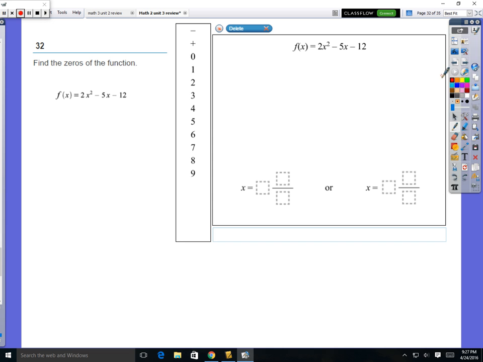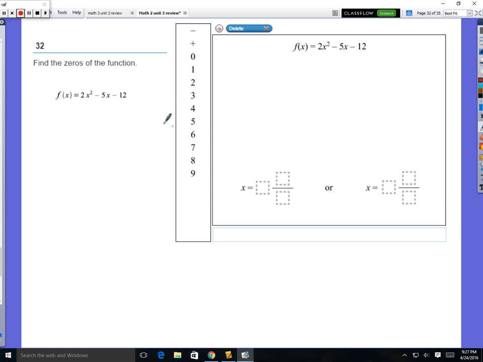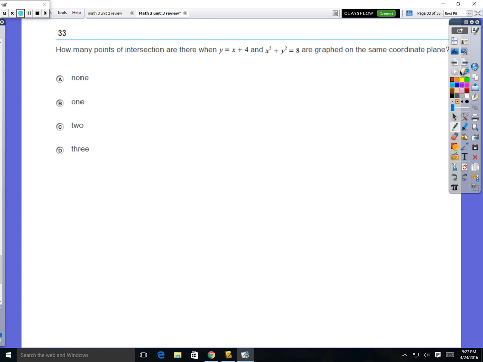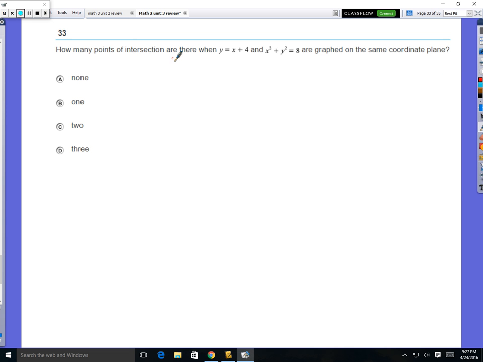32. Find the zeros. Okay, we've done enough of them. Do the quadratic formula. A, B, C, x equals negative b. Do it on your own. 33. Okay, how many points of intersection are there when y equals x plus 4?